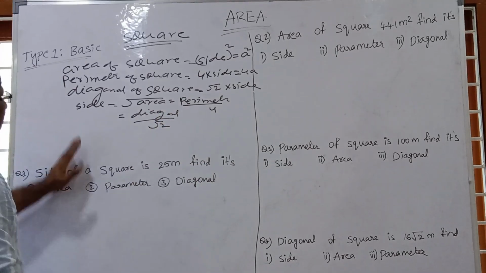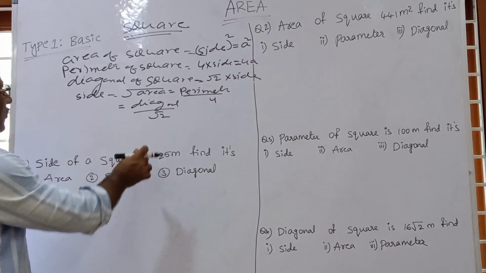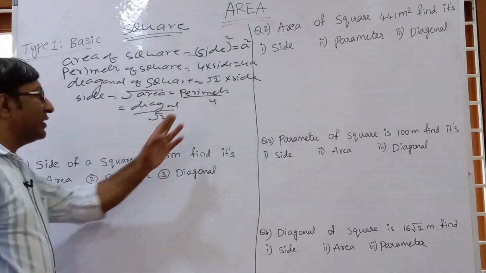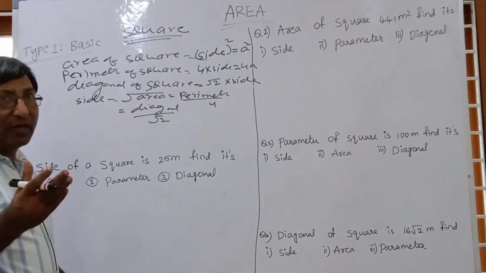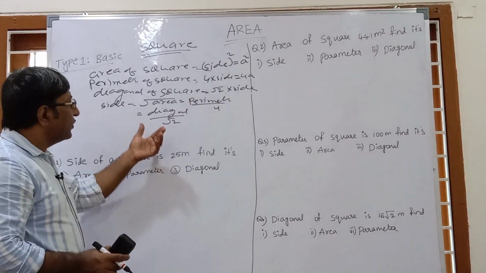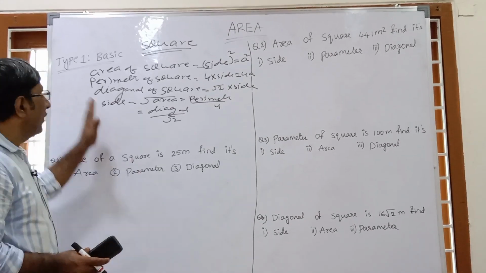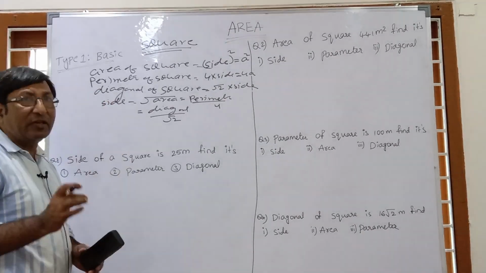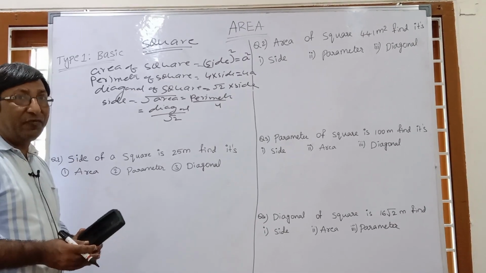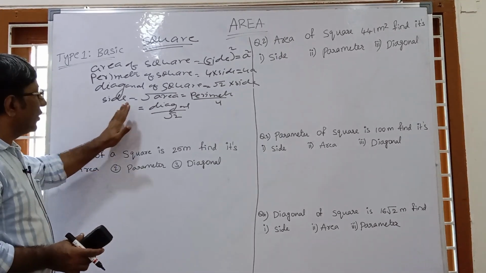So for the side of a square, there are three formulas here. If area of a square is given, we use square root of area, and if perimeter is given, then we use perimeter by 4, and if diagonal is given, we will use diagonal by root 2. So these are the basic formulas. In type 1 we are dealing with basic formula based questions, and then after that in type 2 we go for the different technique questions of the square. So this is the basic formula of square.